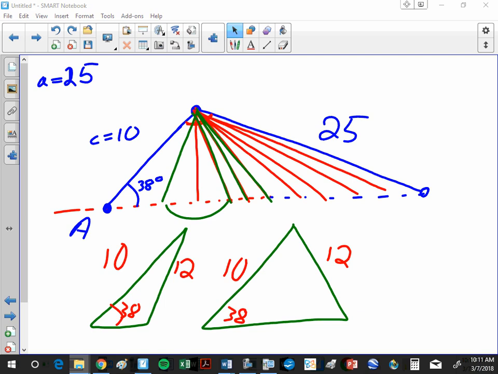Secondary 3, sines and cosines, ambiguous case. All right.